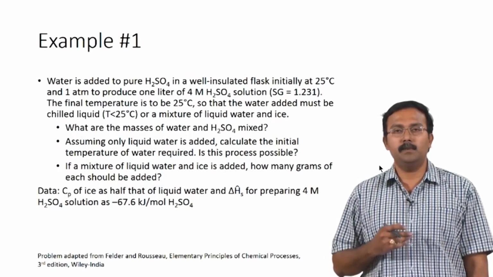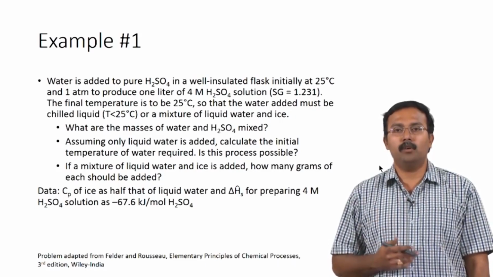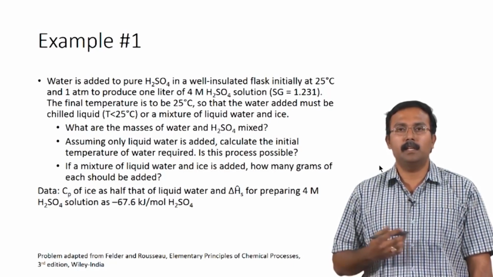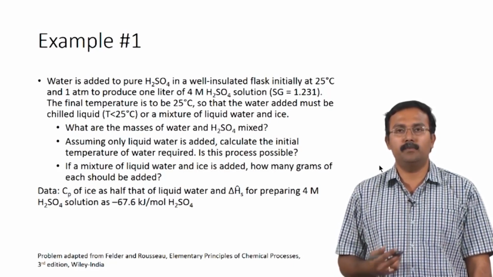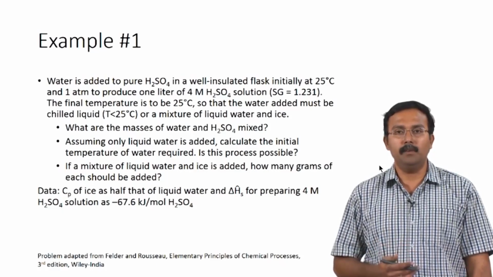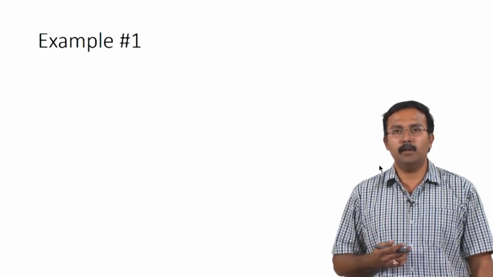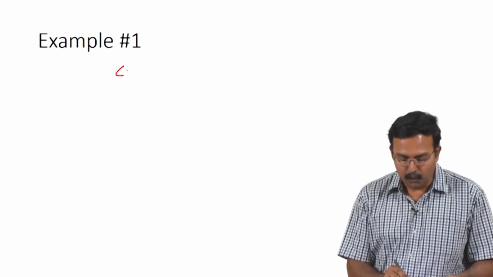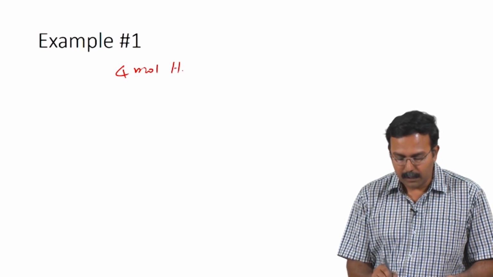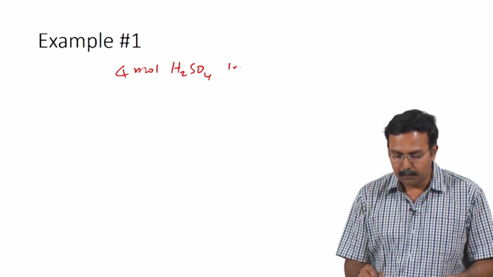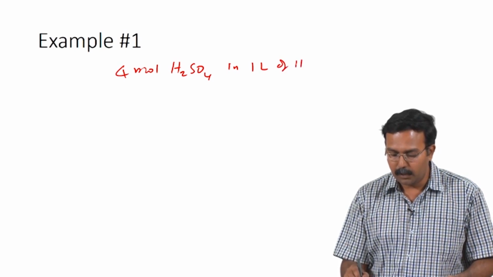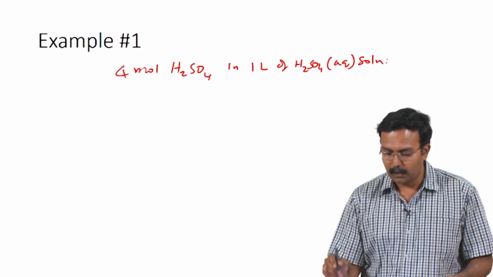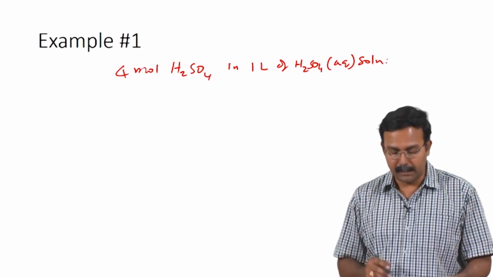So, the first information which we are looking to find is the masses of water and sulfuric acid. This is a simple material balance calculation that can be performed if we know the definition for molarity. We have been given that the solution is 4 molar sulfuric acid. This means that 4 moles of H2SO4 is present in 1 liter of H2SO4 aqueous solution. So, this is what 4 molar means.